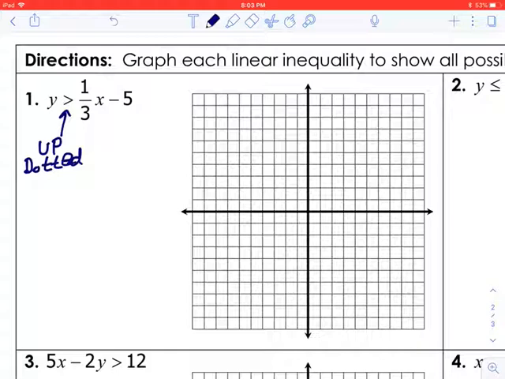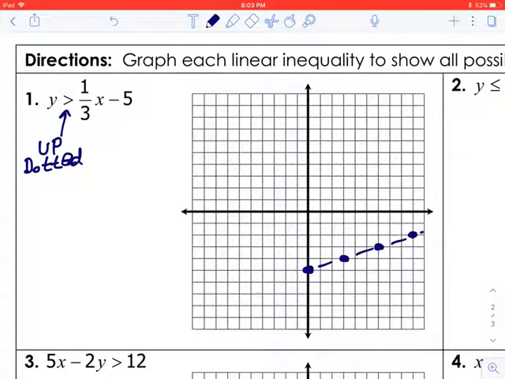Okay, so let's do it. Negative 5 is my y-intercept. So down 1, 2, 3, 4, 5 is right here, and then up 1 over 3. I'm going to make more than just that. So up 1 over 3, up 1 over 3. And it's a dotted line, so here we go.